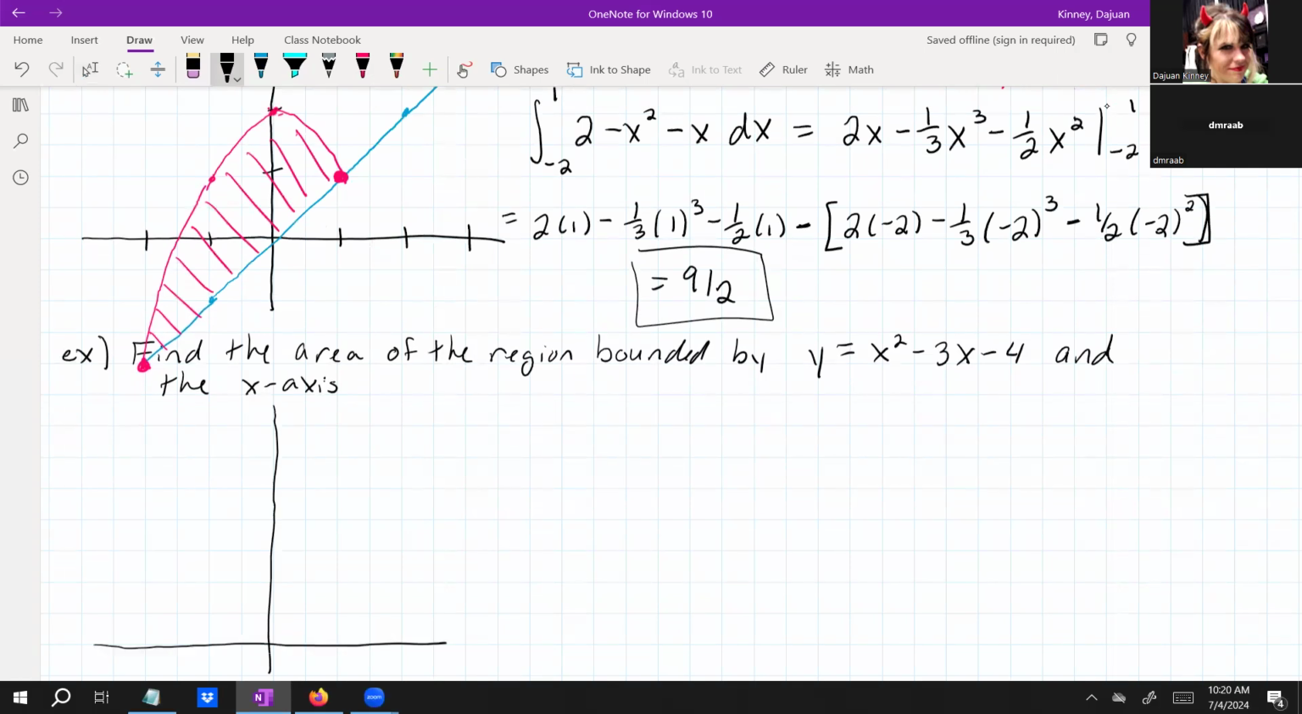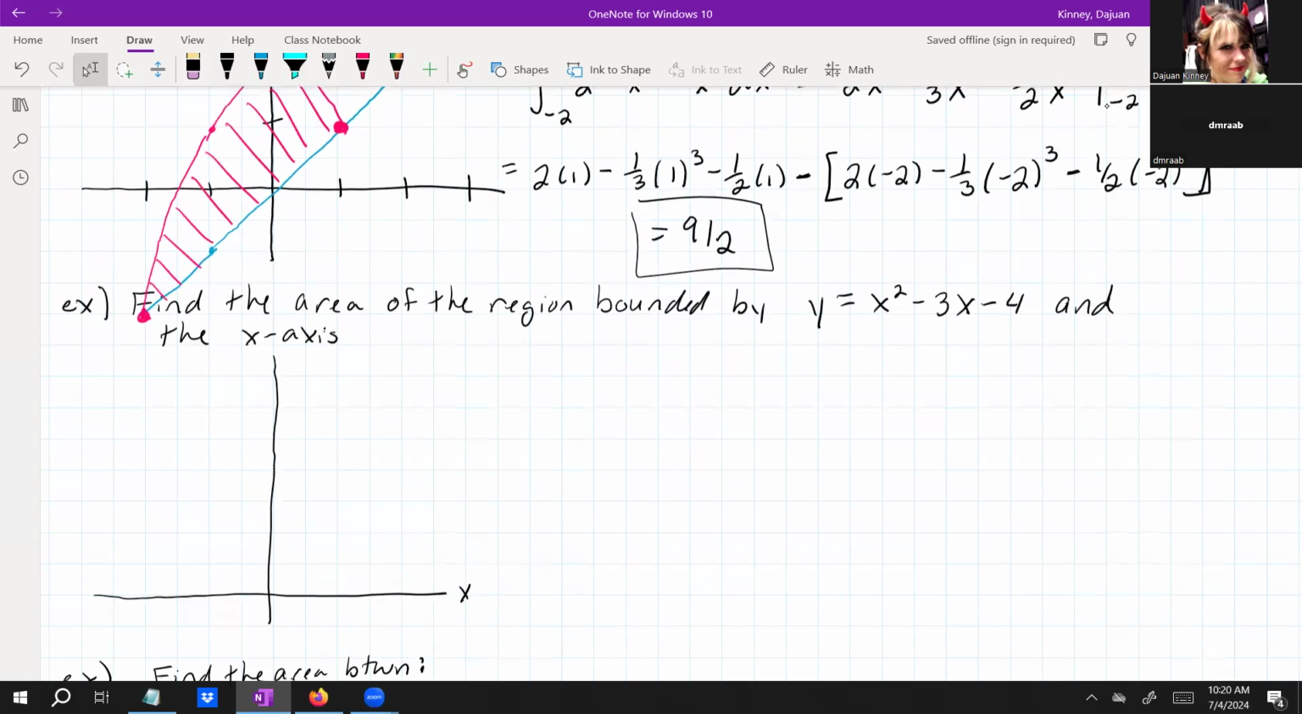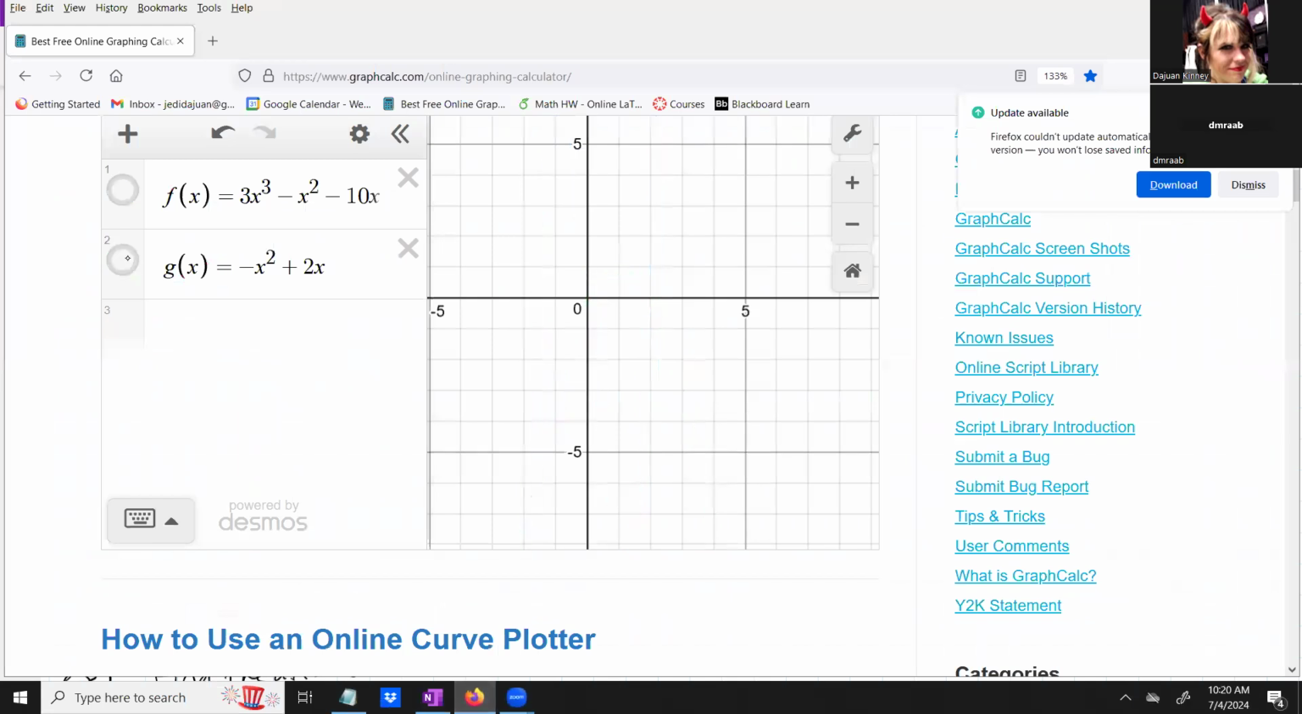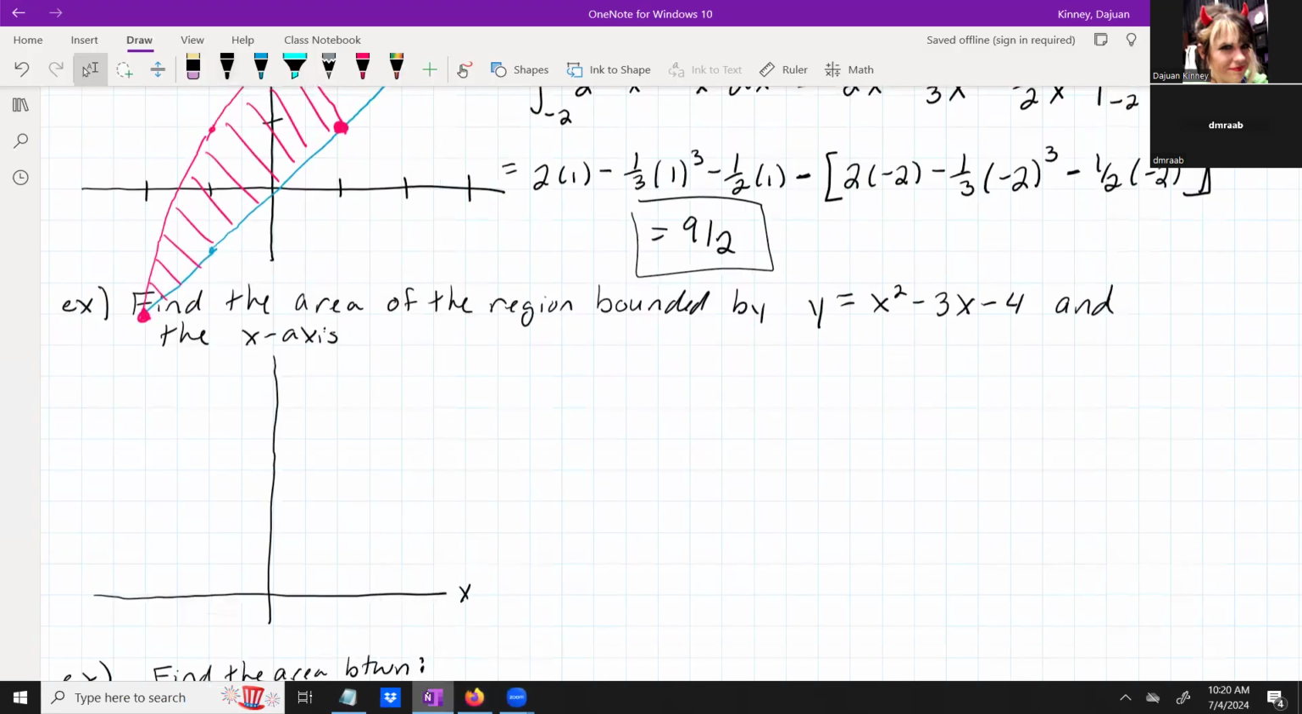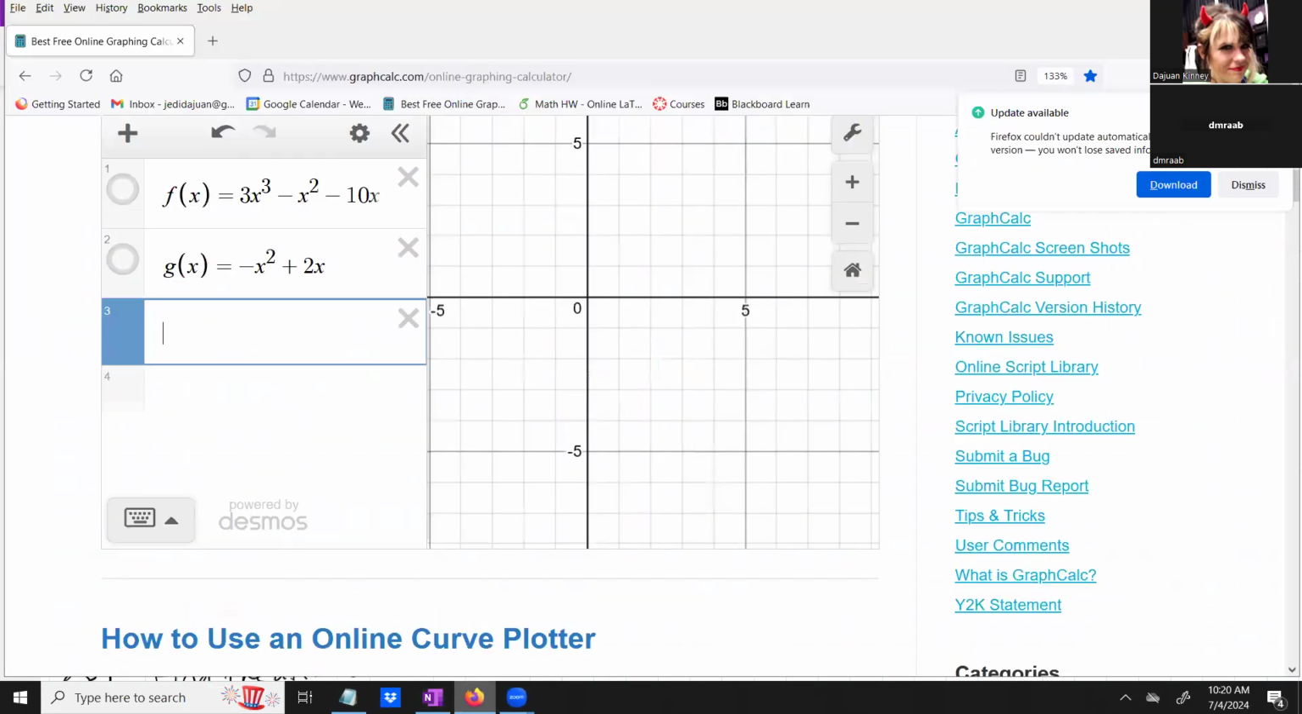Well, the x-axis is just this guy here. So we want to figure out what this looks like. I don't want to draw this out by hand. I didn't think this through. I'll hide those for a moment. What was my function? X squared minus 3x minus 4.